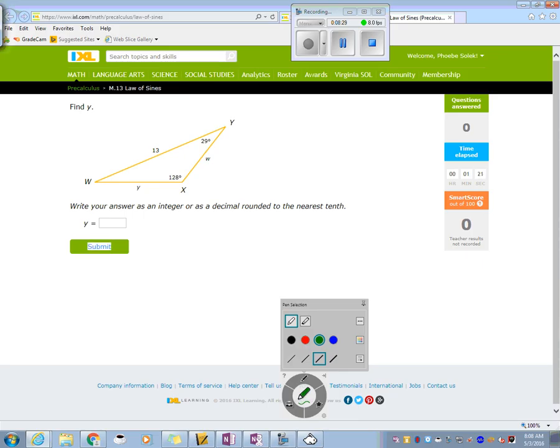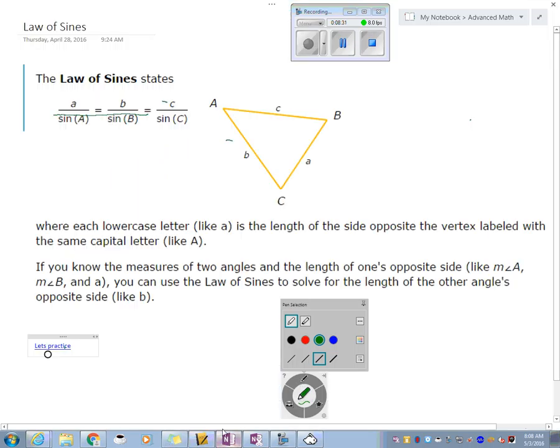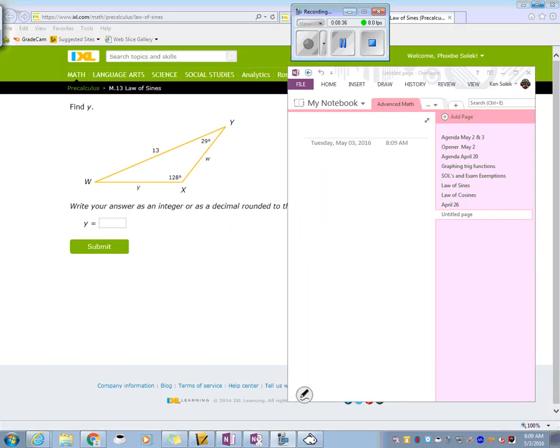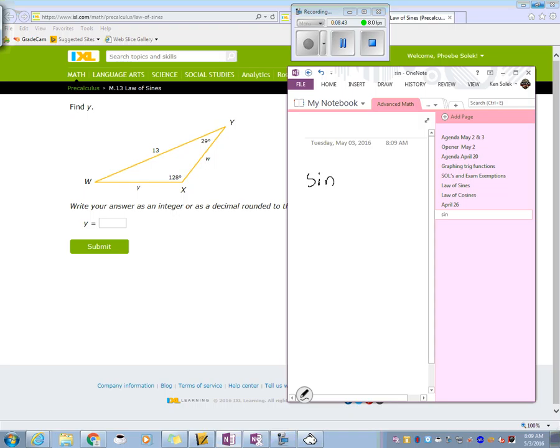The sine of 29 degrees is the one that's opposite that. So according to the law of sines, it would be little y over the sine of 29 degrees. That's big Y. Okay? And that's going to be equal to the one that we have.